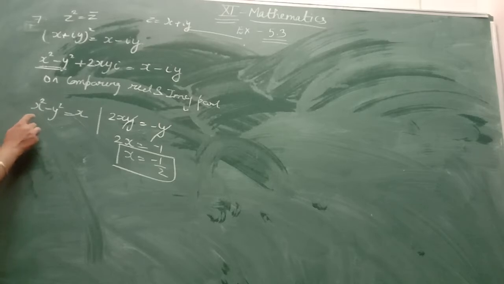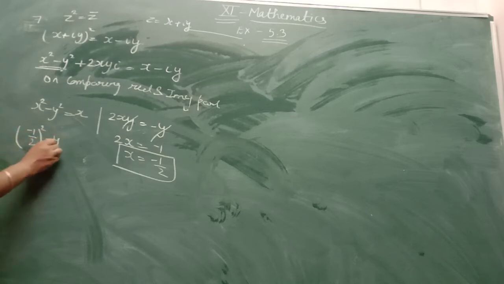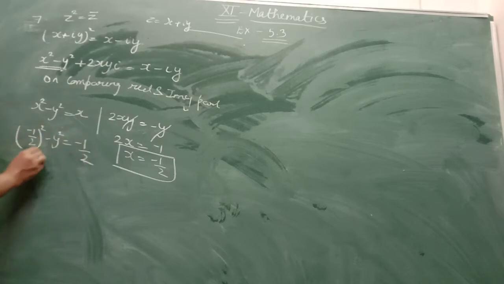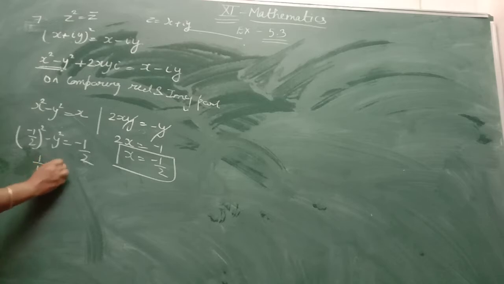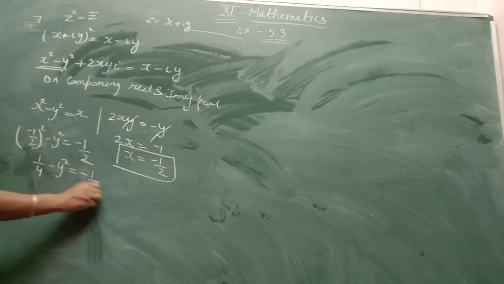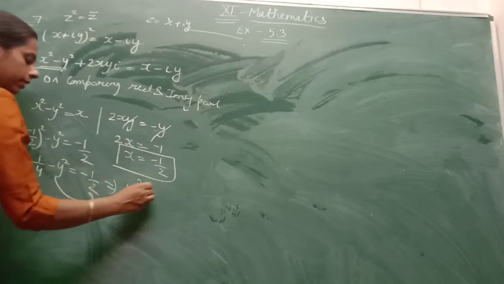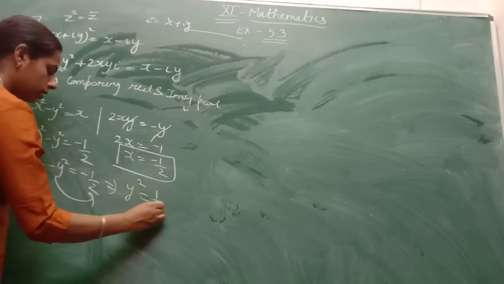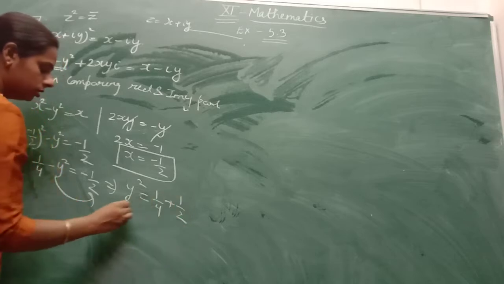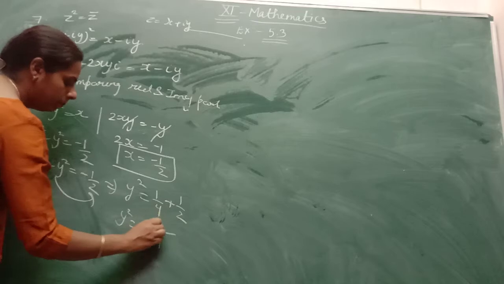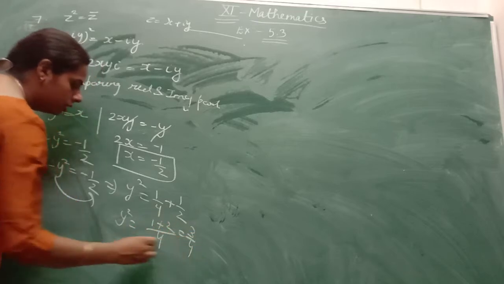So here, minus 1 by 2 whole square minus y square is equal to minus 1 by 2. After solving the square, you will have 1 by 4 minus y square is equal to minus 1 by 2. The value of y square I am taking on this side. So 1 by 4 plus 1 by 2. Y square is equal to, the LCM is 4, so 1 plus 2, that is 3 by 4.